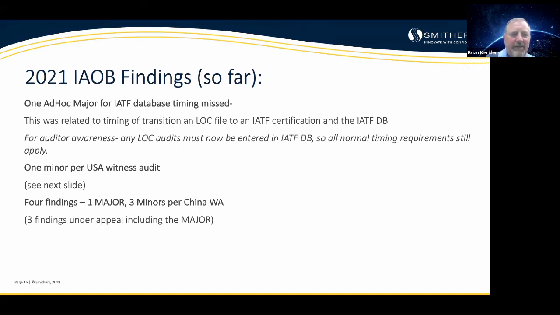And there were 4 findings in China. One of those at the moment is classified as a major with 3 minors, and we're actually appealing 3 of those findings at the moment, including the major. So based on the results of the appeal, we'll probably give some subsequent feedback to auditors on any corrective actions that we're taking from that audit.